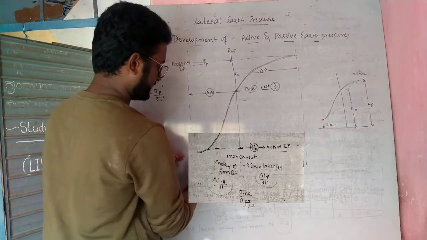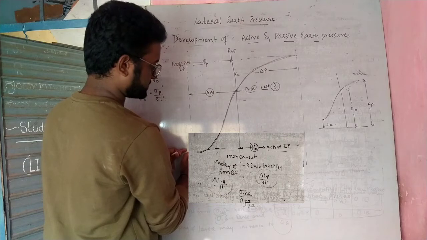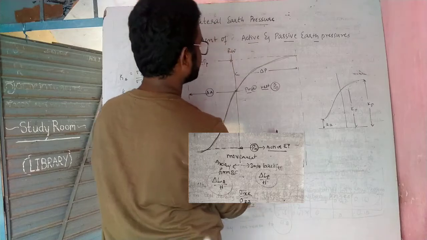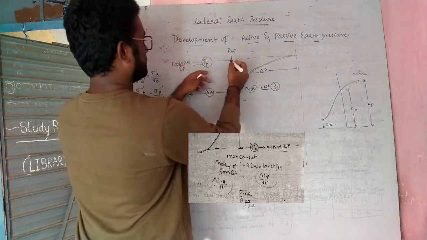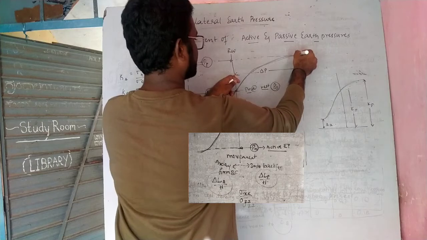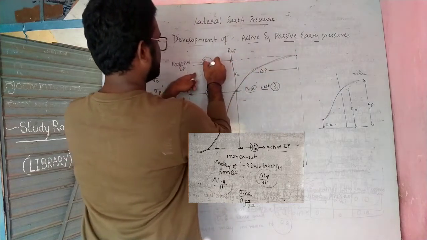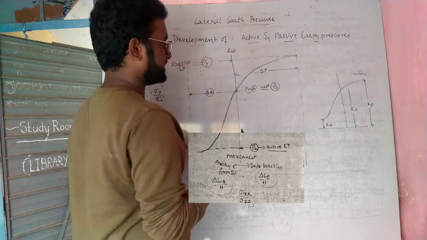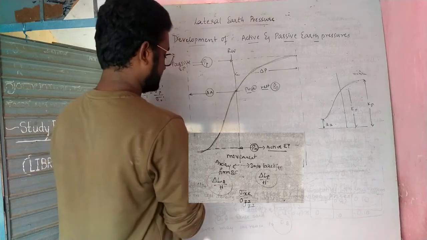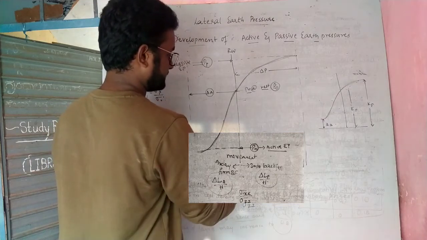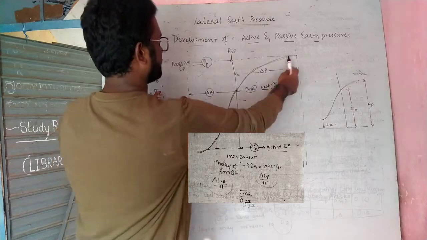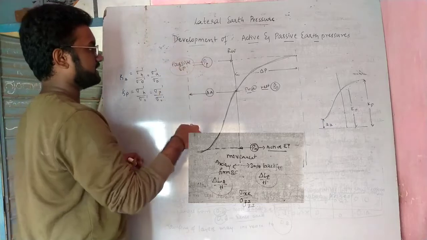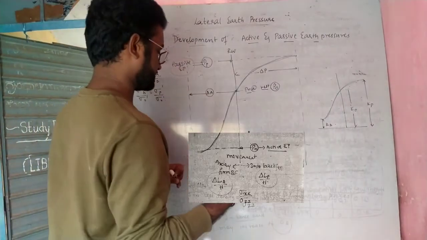Coming to this point where the pressure curve initially starts, PA is the active earth pressure, and here where the pressure becomes constant, PP, the passive earth pressure, develops. At the intersection there is the pressure at rest condition, P naught. The start of the curve is the active earth pressure, and the end of the curve is the passive earth pressure. This is the schematic representation of the curve.